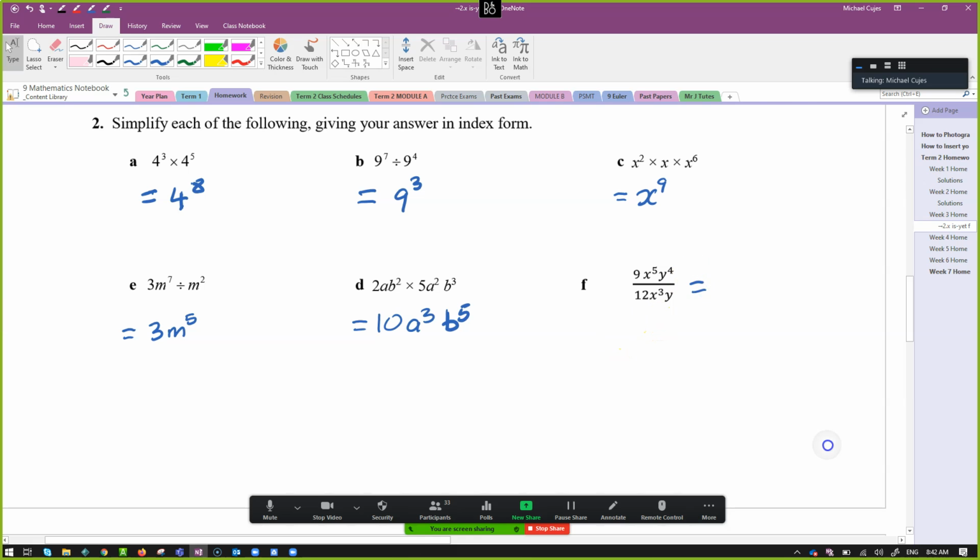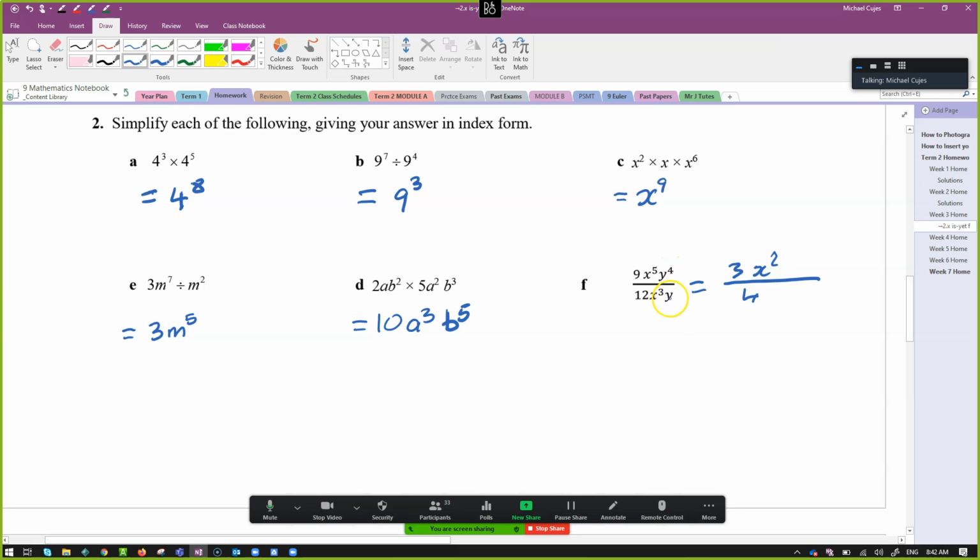Last one here, fractions to simplify. Just go number by number, letter by letter. 9 divided by 12, 3 goes in each of those. It goes into 9 3 times and into 12 4 times. 5x's on the top, 3x's on the bottom. 3 of them can cancel, and I'm left with x squared on the top.